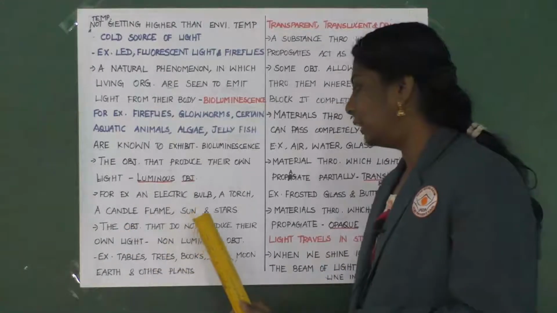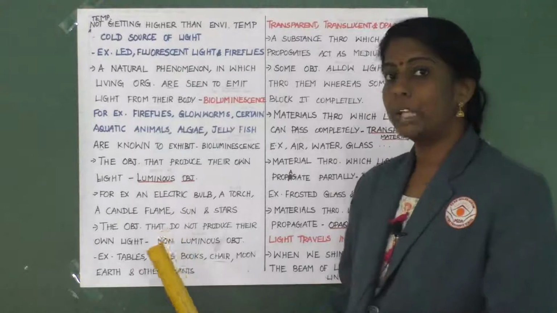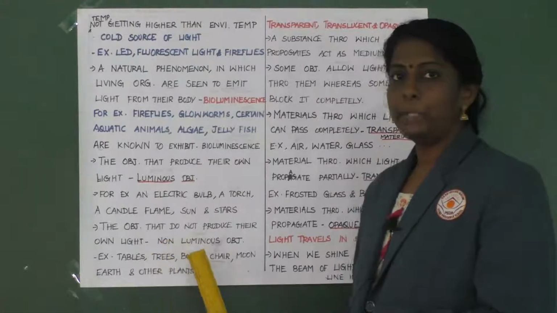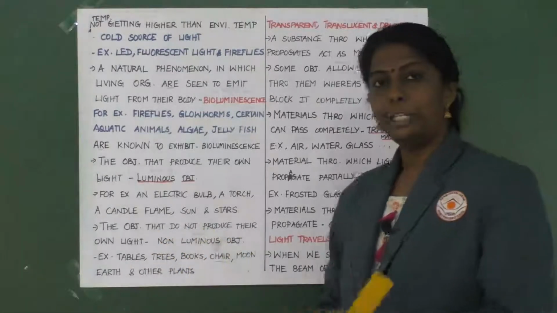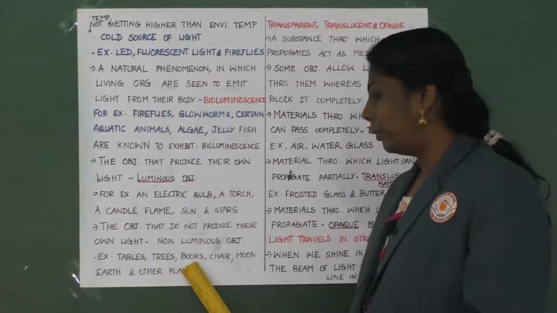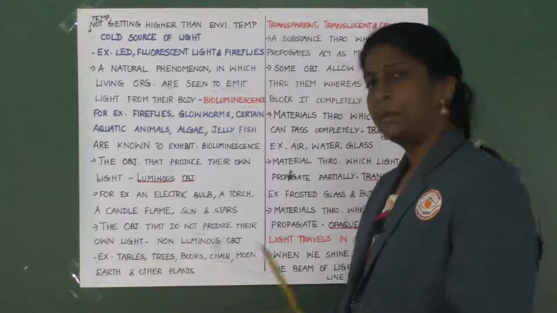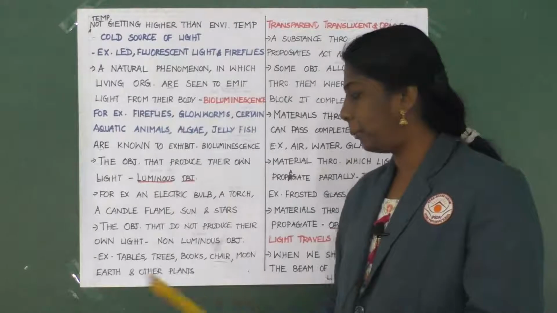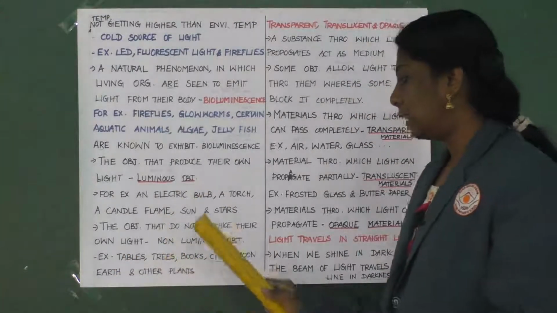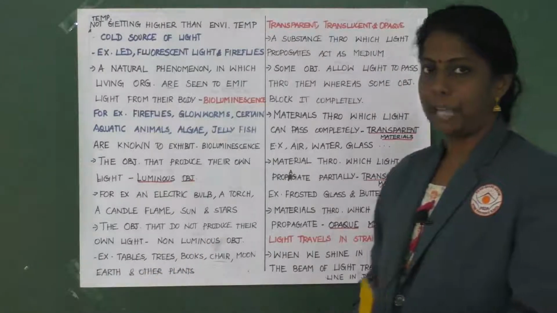Then the objects that do not produce their own light are said to be non-luminous objects. Non-luminous objects. For example, table, trees, book, chair, moon, earth and other plants. I repeat, table, trees, book, chair, moon, earth and other plants.